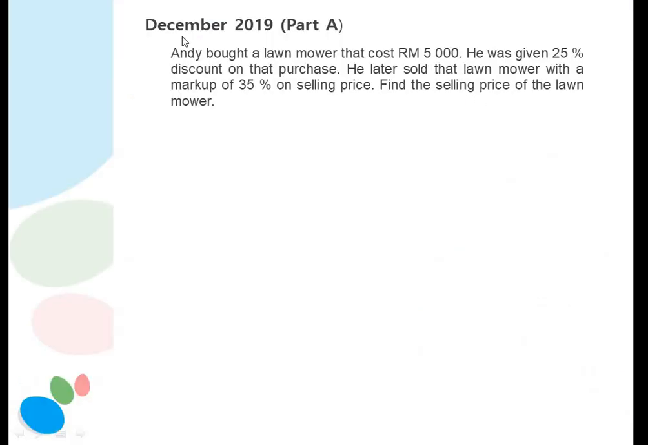Okay, let's go to some example. This question is from final exam question, December 2019 part A. Andy bought a lawnmower that cost RM 5,000. Okay, so this is his cost, C. He was given 25% discount on that purchase. So he actually paid less than 5,000, because he got 25% discount. He later sold that lawnmower with a markup of 35% on selling price.